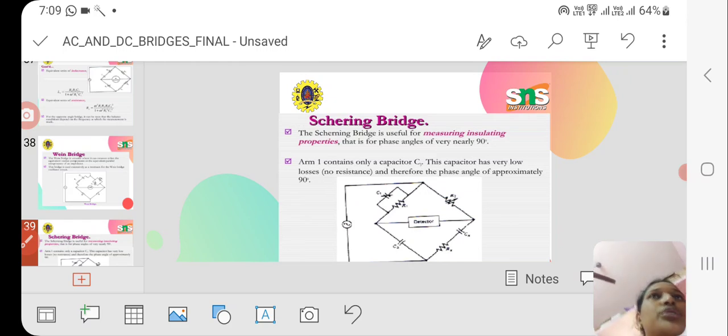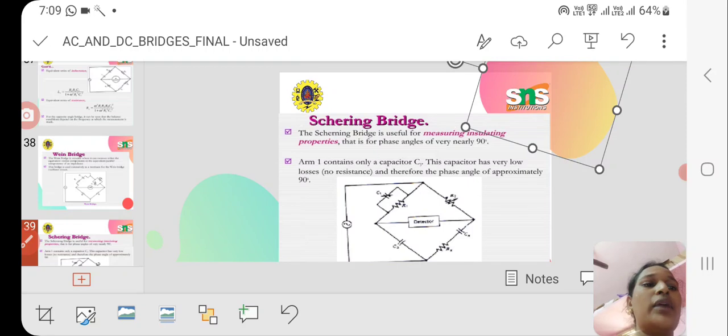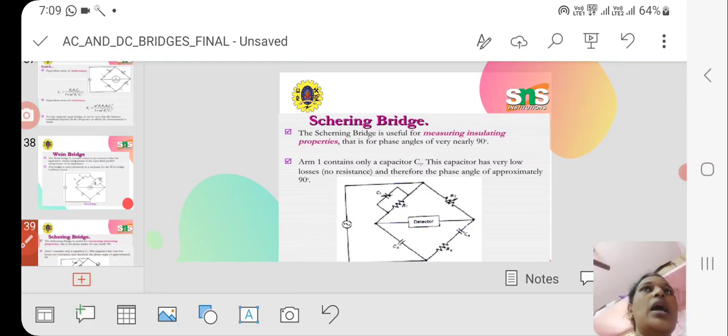The Schering Bridge is used for measurement of the unknown capacitance of a capacitor, or it can be used for finding dissipation factors and insulation properties of capacitor bushings, insulating oil and other insulating materials. So the Schering Bridge is used for measurement of capacitance of these values. It is one of the most commonly used AC bridges. The Schering Bridge works on the principle of balancing the load on its arms.